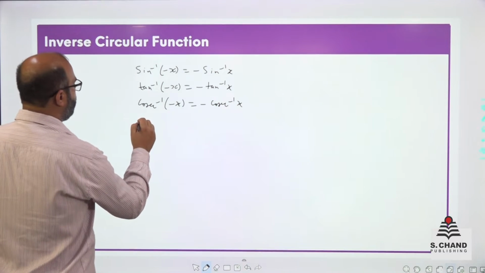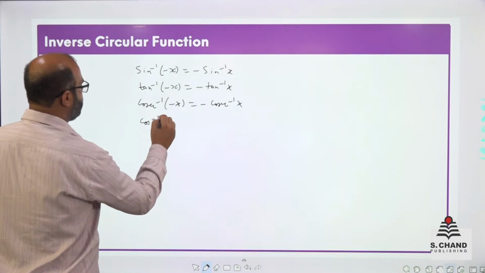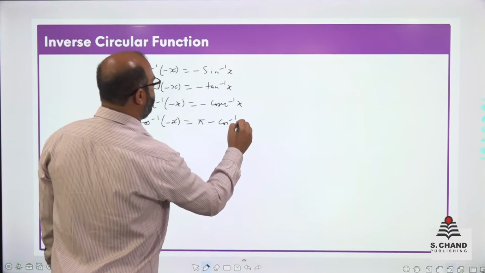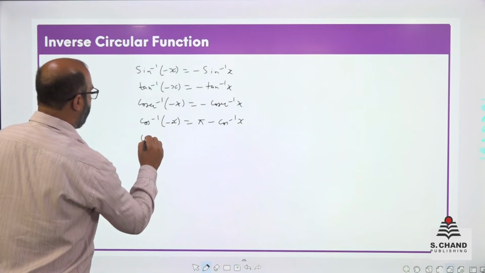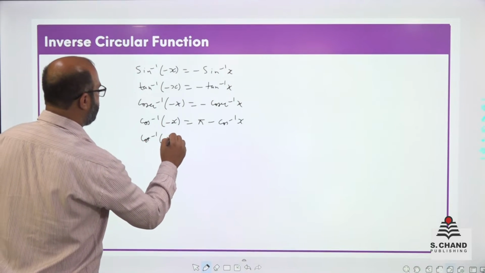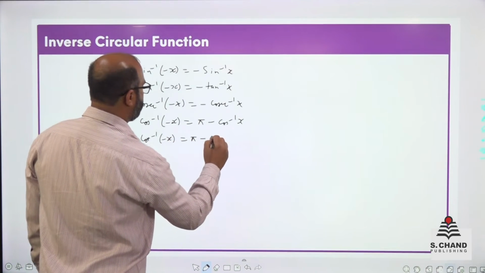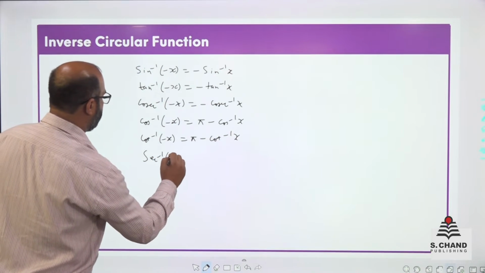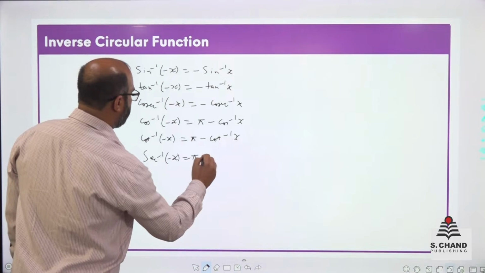But in case of cos inverse of minus x, it becomes pi minus cos inverse x because of principal value reason. Cot inverse of minus x is again pi minus cot inverse of x, and sec inverse of minus x is again pi minus sec inverse of x.